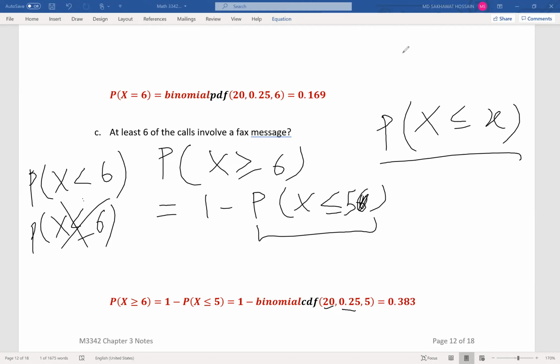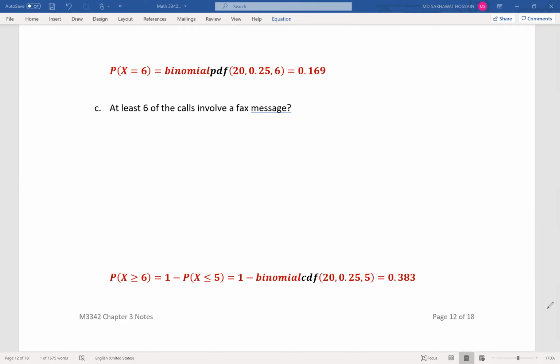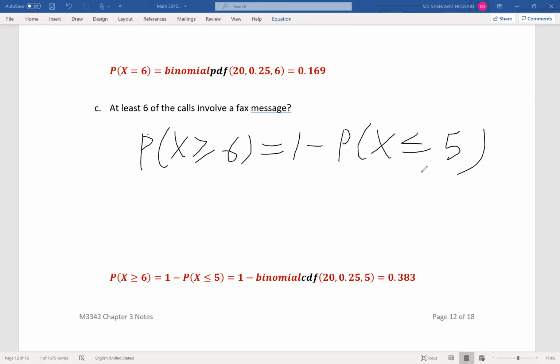Any question? So in this case, probability of x less than or equal to 6. So that means 1 minus probability of x less than or equal to 5. So you can use this one to find the probability.